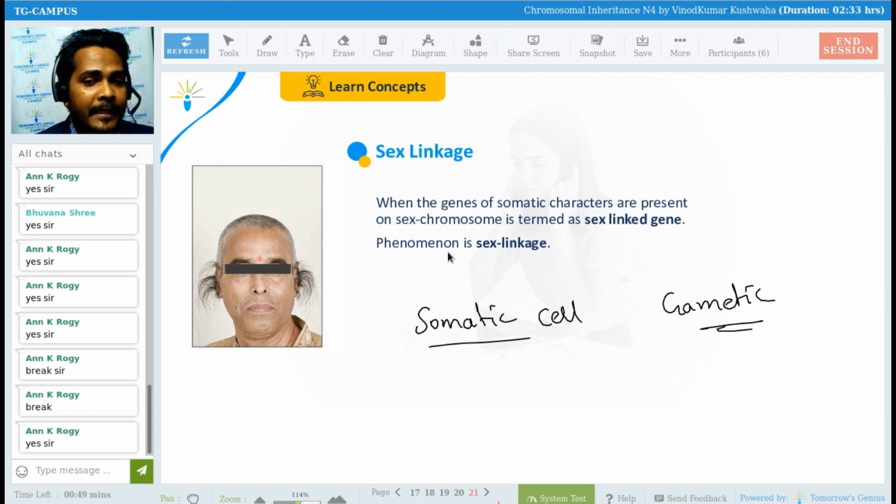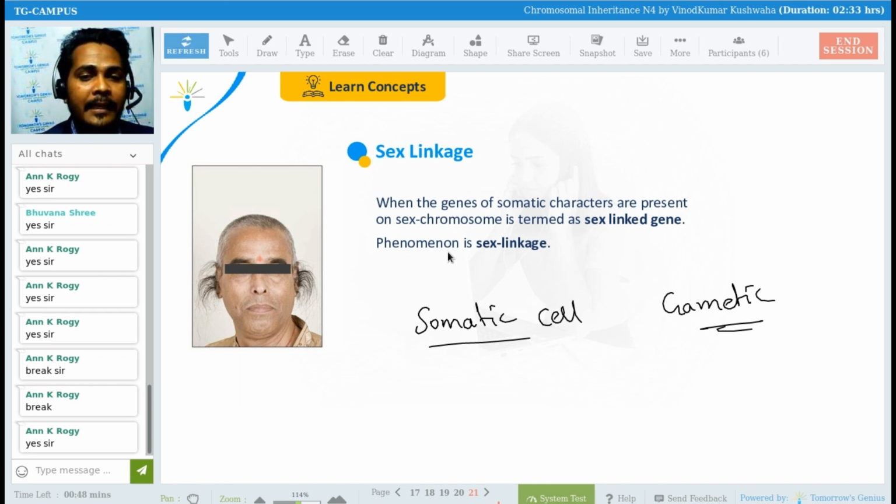So the genes for somatic characters present on the sex chromosome are called sex linked genes. The characters controlled by the sex linked genes are termed sex linked characters. Their inheritance is known as sex linked inheritance, right? The location on the sex chromosome is called sex linkage.